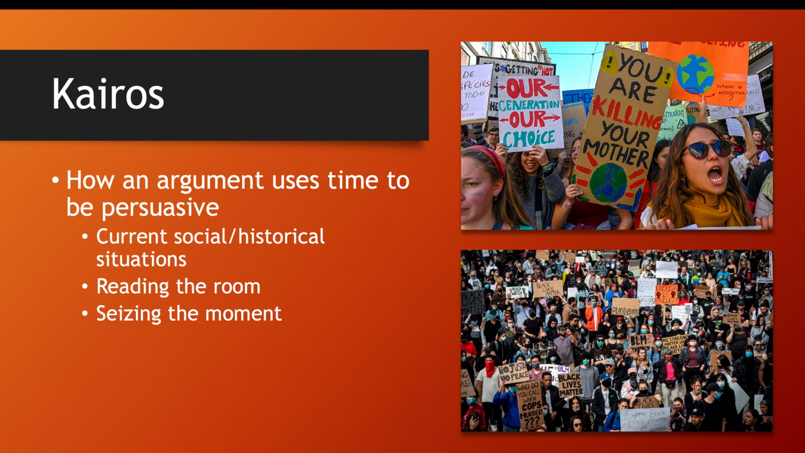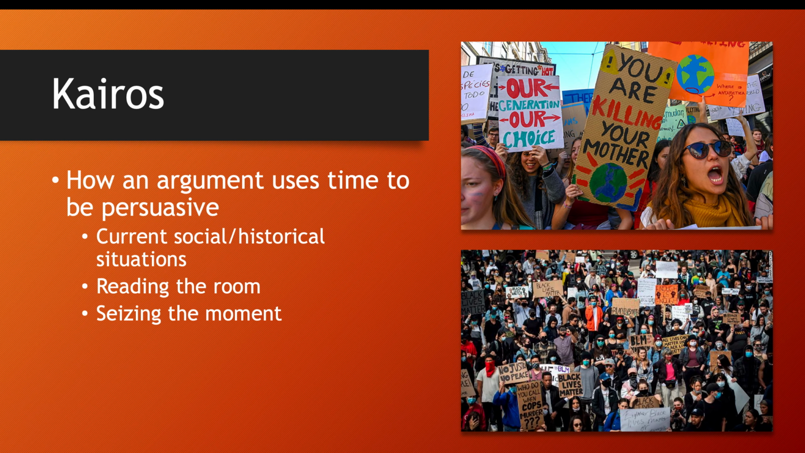Now, there's one more. Sometimes it's skipped over in textbooks, but I want to add this to you because it's so important. Kairos, right? This is how an argument uses time to be persuasive. So consider the social situations that we're in today or historical situations, right? I've put two clips there on the right, one showing people at a climate strike, right? So climate change is a big issue right now, and you see a lot of youth coming out speaking about it. And then on the very next, the slide below that, or the picture below that, is Black Lives Matter protest, right? So we have people here speaking about what's going on at that time.